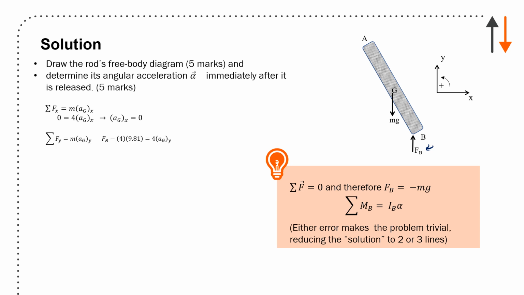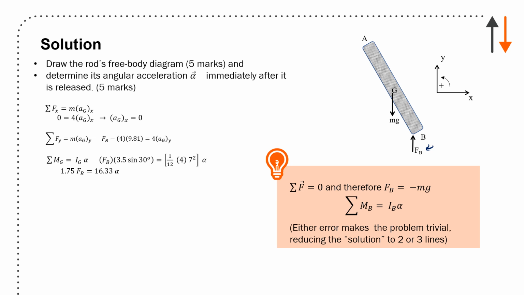Acceleration in y, you have the two forces there, and you have the acceleration g in the y direction. So finally, you have sum of moments about b, g, which is Ig alpha, and you can calculate from that a relationship between the force at b and the angular acceleration.